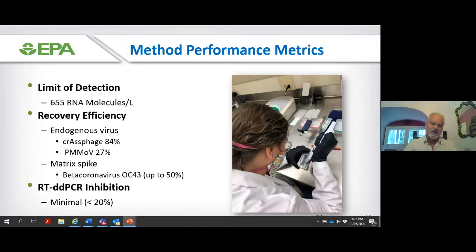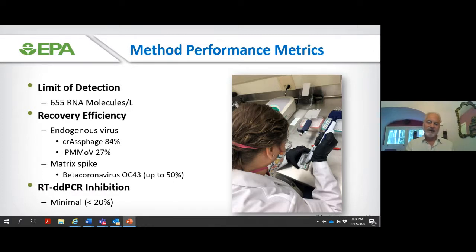The other issue about QA/QC is not just the recovery efficiency, which is your overall measure of recovery, but also there can be different steps in the process that will limit your efficiency. One of those is inhibition of the digital droplet PCR itself. Because it's enzyme driven, there can be certain compounds in the wastewater that would inhibit it. The good news is what we've seen to date is very minimal inhibition of PCR.